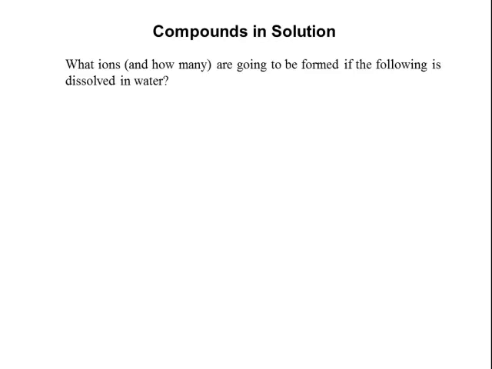We want to get this concept down and be able to predict ions that are going to be formed in these solutions. So, what ions and how many are going to be formed if we look at the following compounds dissolving? If I look at copper(II) chloride, if I have 1 copper(II) chloride, I'll have 1 Cu2+ ion, and I'll have 2 Cl- ions. If I have sodium phosphate, when I break those up into their ions, I have 3 Na+ ions and 1 PO4 3- ion.